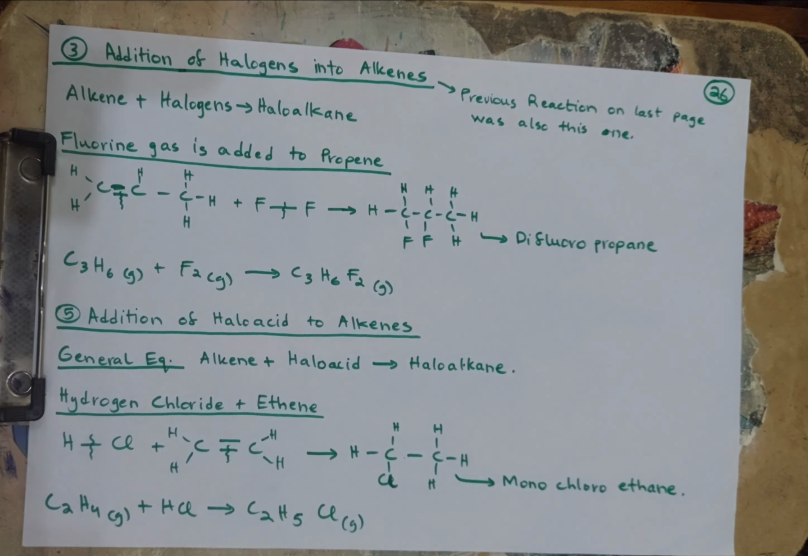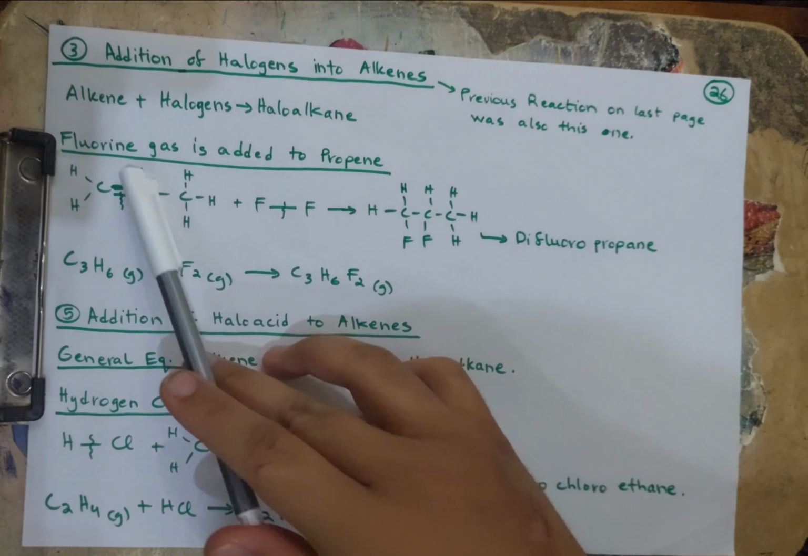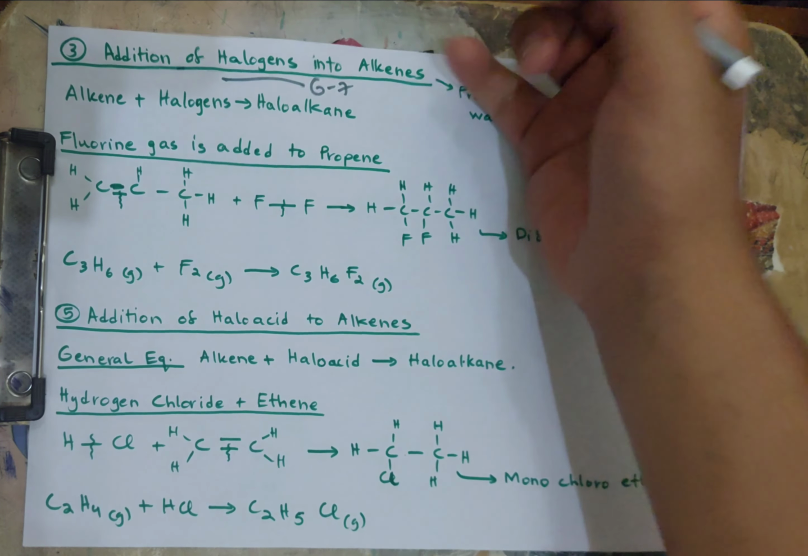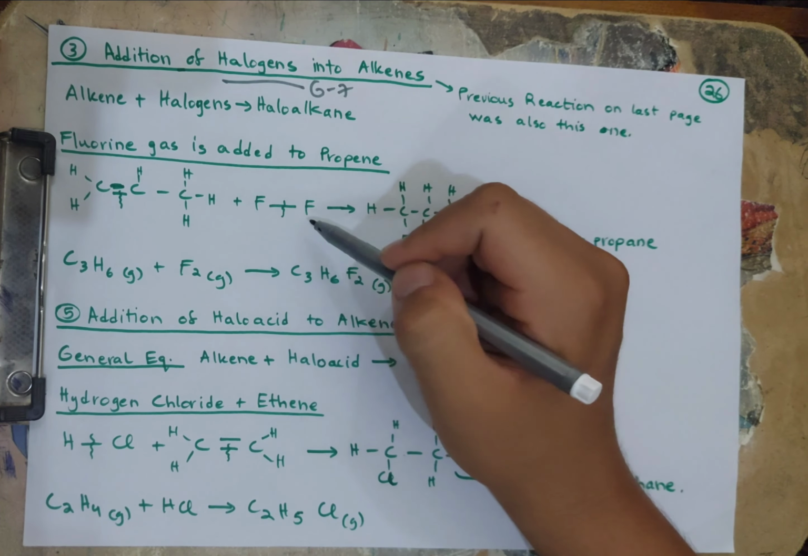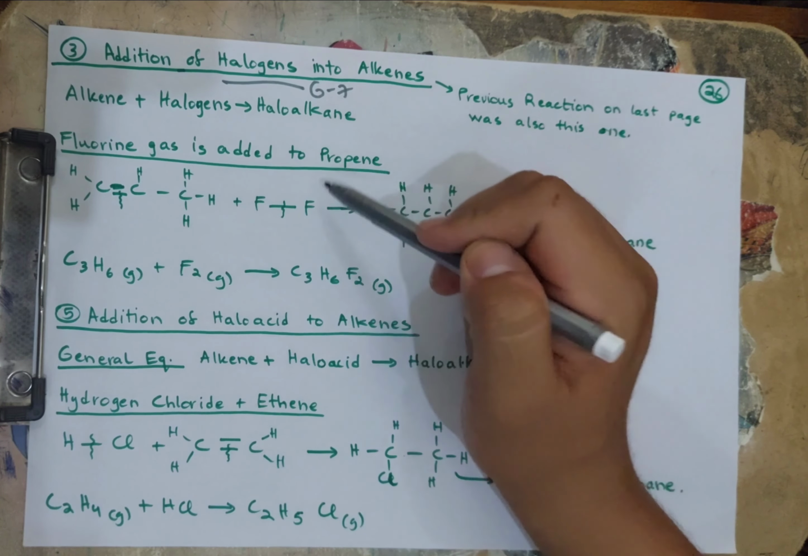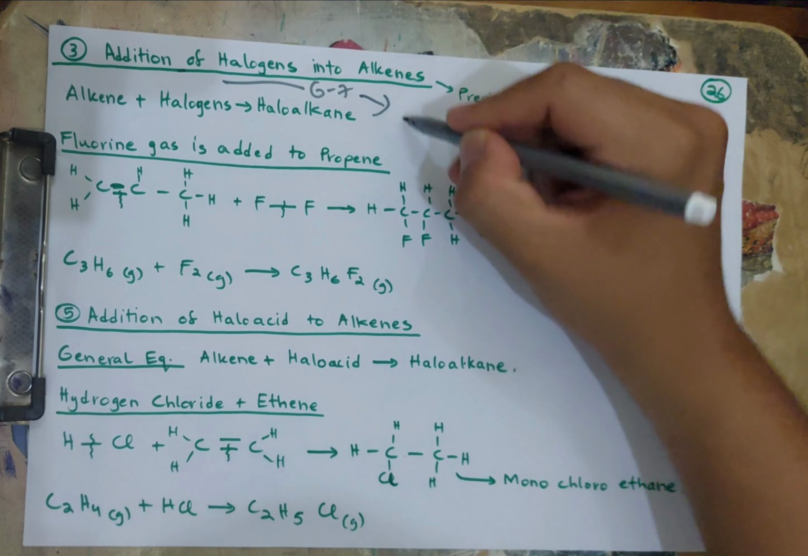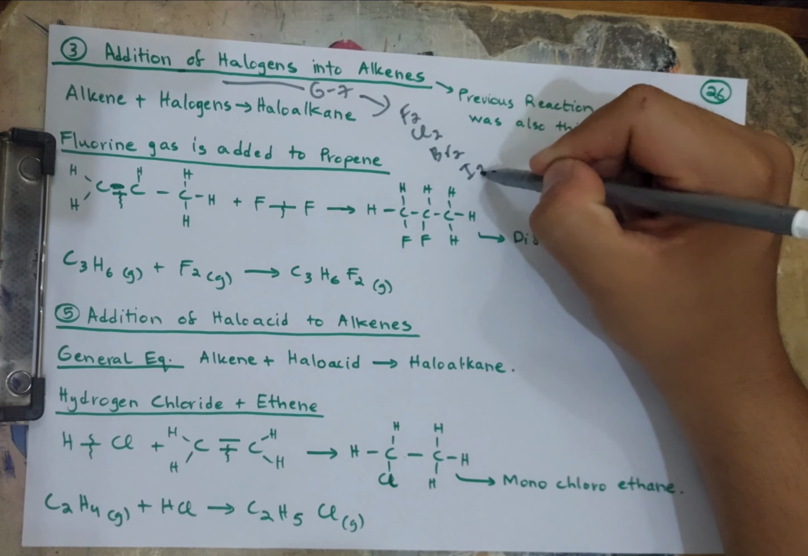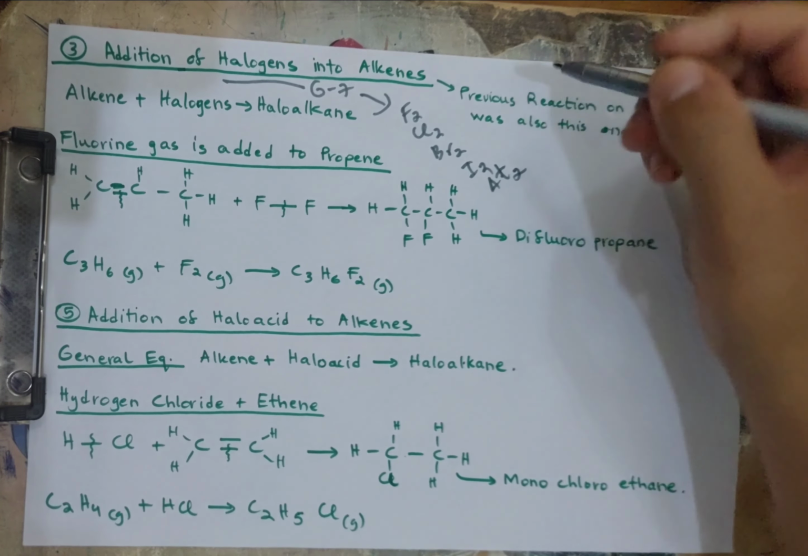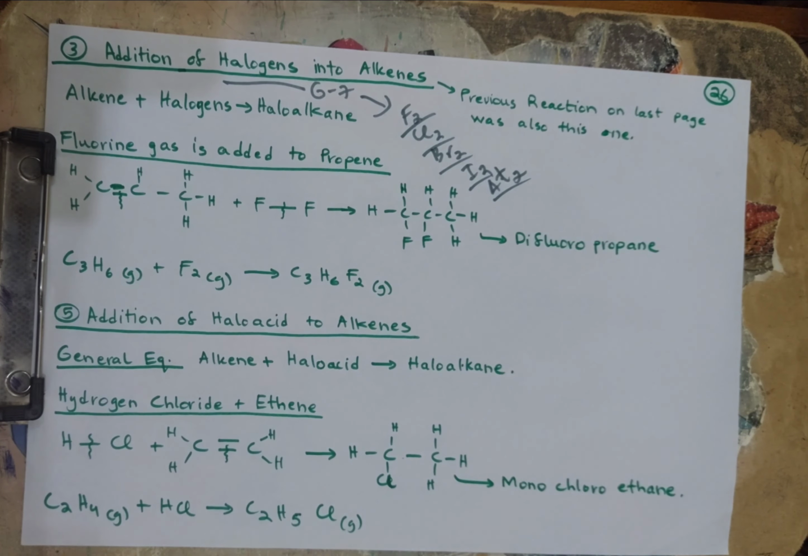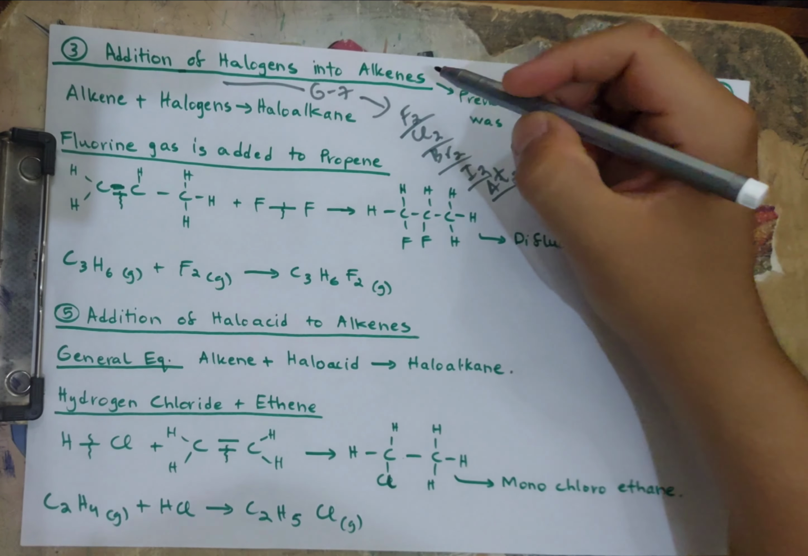Fluorine gas is added to propene. More examples. Fluorine gas is added to propene. Halogens are group 7: fluorine, chlorine, bromine, iodine, astatine. So here we add fluorine to propene. You know that fluorine, chlorine, bromine, iodine and astatine are diatomic molecules.